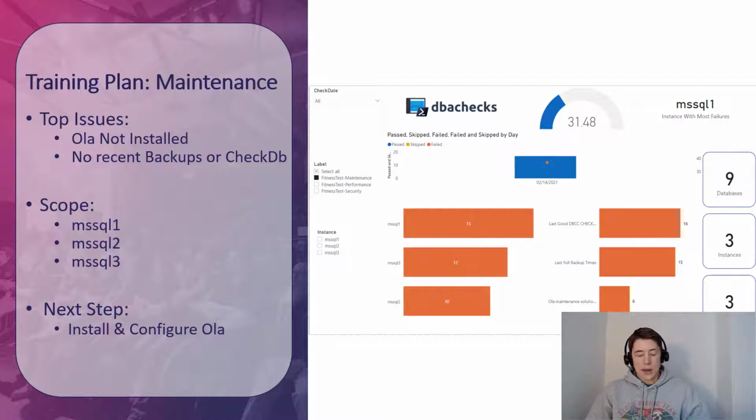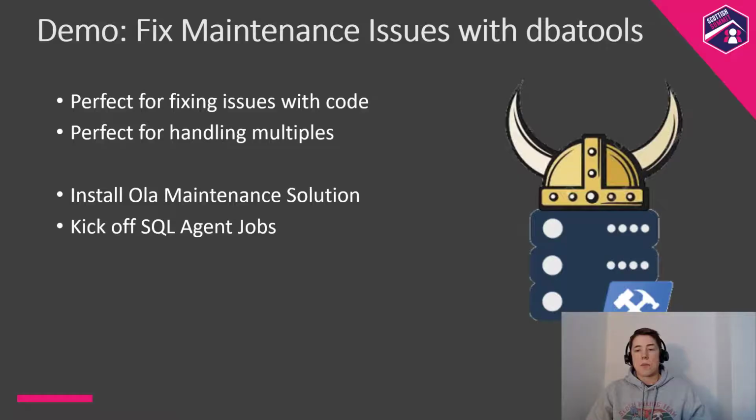But let's go ahead. Now we've got our training plan. We know what we need to do. How do we get fixing it? This is where DBA Tools comes in. So dbachecks we used to create our dashboard and our fitness test. That really helped us see what we needed to fix. Now we need to do the work. We're going to ask DBA Tools for help.